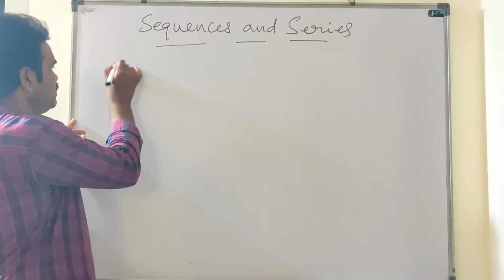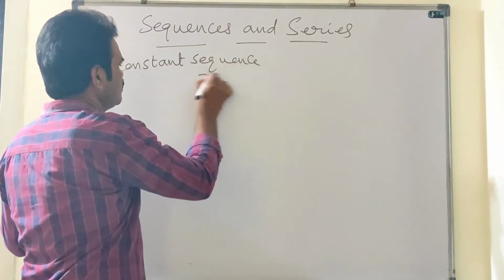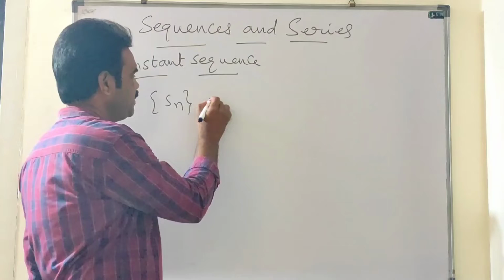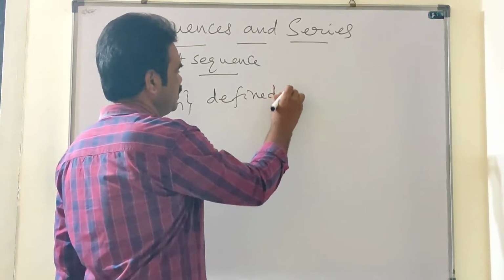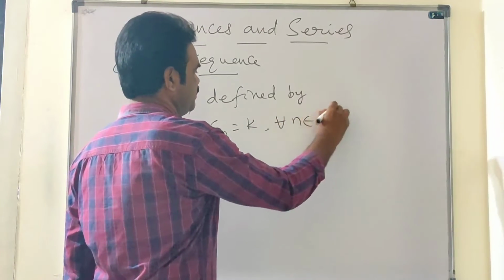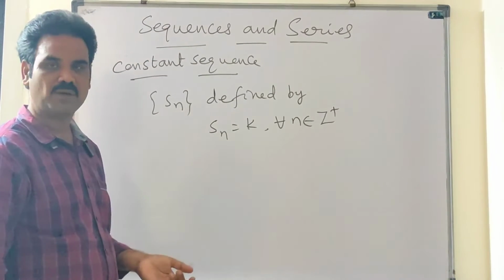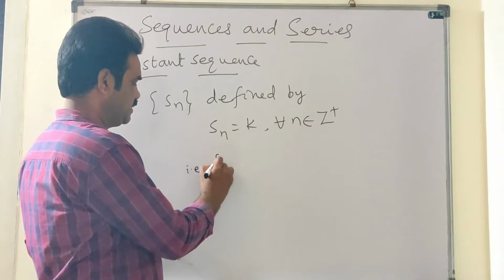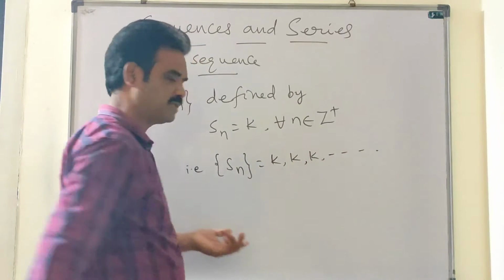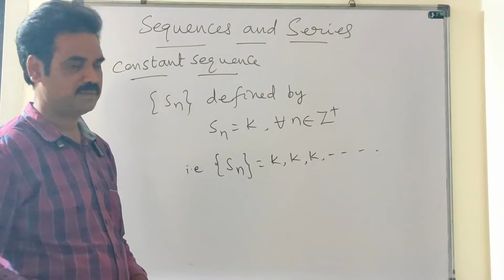Next, constant sequence. A sequence Sn defined by Sn equal to k for all n belongs to Z plus is called a constant sequence. That is, Sn is k, k, k and so on. That means all the terms of the sequence are k only. Okay, this is a constant sequence.